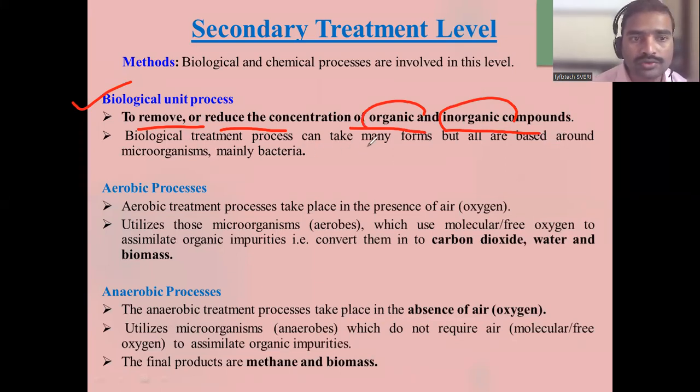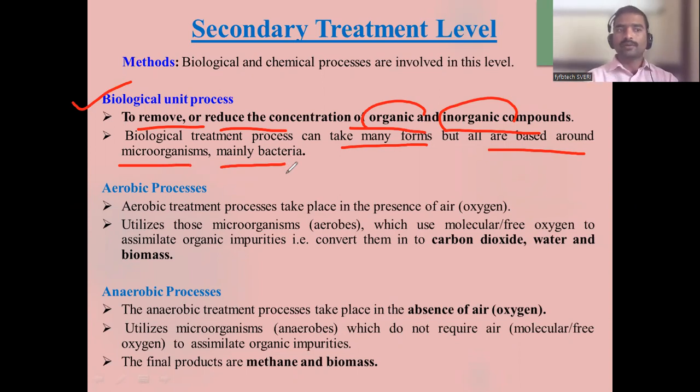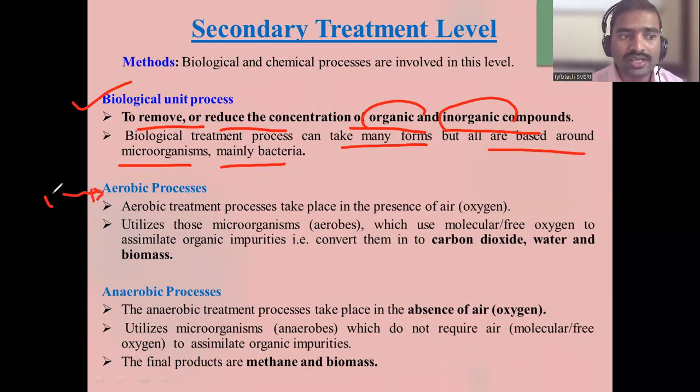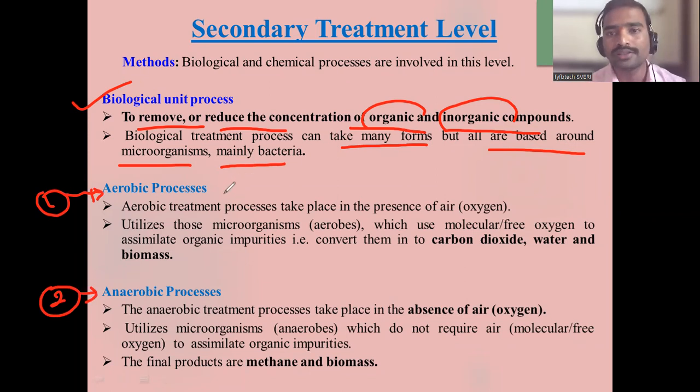Biological treatment processes can take many forms, but all are based around microorganisms, mainly bacteria. So this secondary treatment is mainly with respect to microorganisms. Here there are two processes in the biological unit process. One is aerobic, another is anaerobic. Aerobic means aerobic bacteria are present. In anaerobic, aerobic bacteria are not present. Or you can also say, if the reaction takes place with the help of oxygen, that is called aerobic.